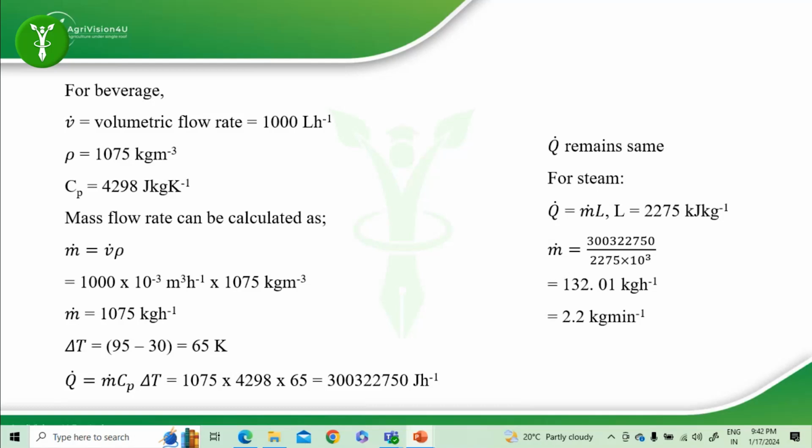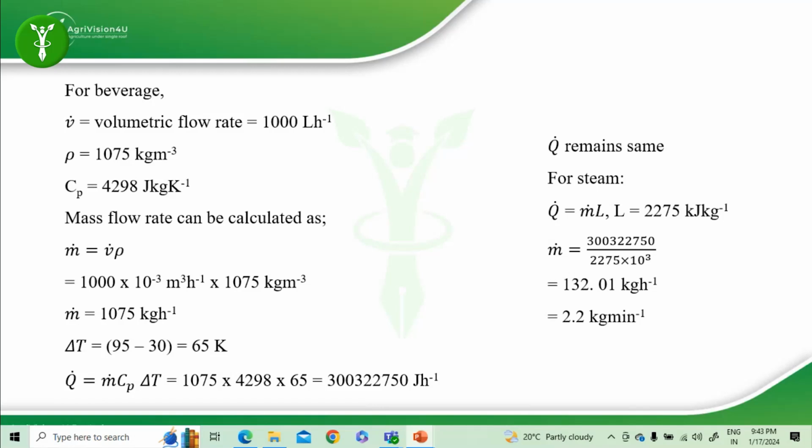Now, we know the formula for rate of heat transfer as m Cp delta T. So put the values. We have the mass flow rate as 1075, the value of Cp is 4298, multiplied by the temperature difference. The beverage is being heated from 30 degrees Celsius to 95 degrees Celsius, that is 65. So 1075 into 4298 into 65 is the value of Q for beverage.